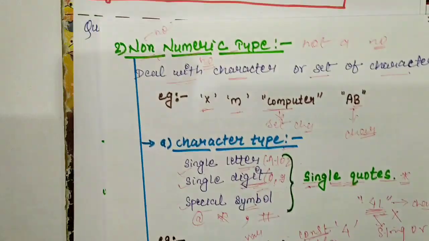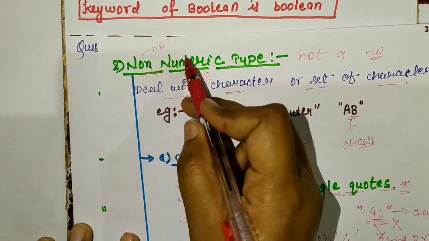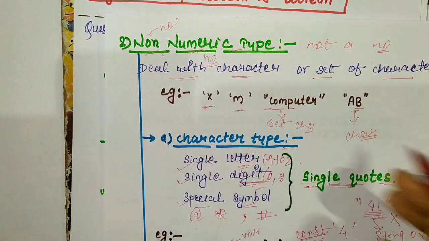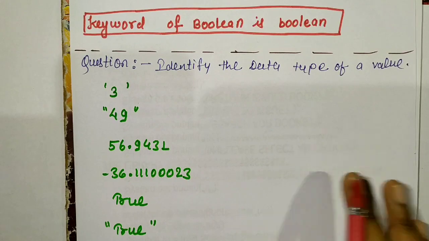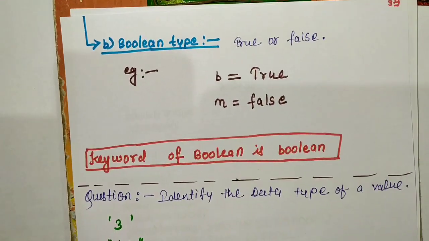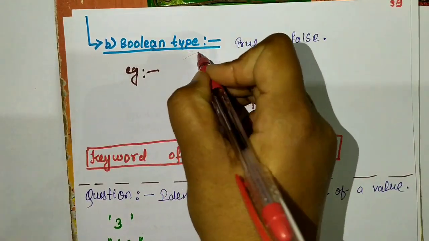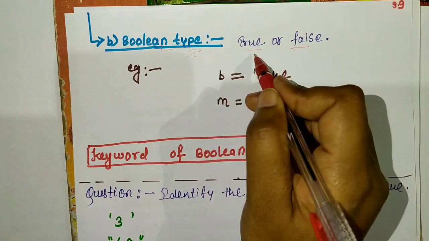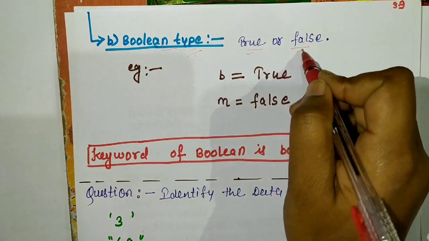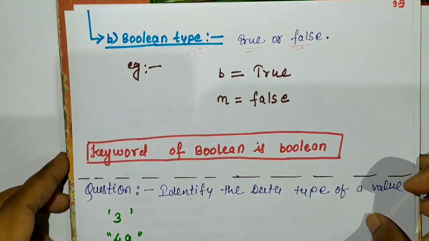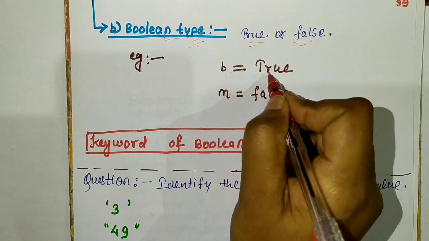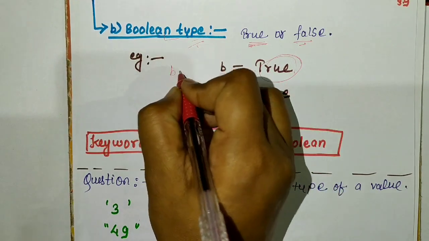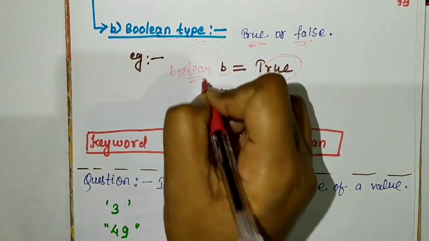So next we discuss the second type of non-numeric type. What is the second type? The first one is character, so the second one is Boolean. Boolean means true or false. A variable that contains a true value or false value is a Boolean. It is a very simple data type. If B is equal to true, what is the data type of B? The data type of B is Boolean.